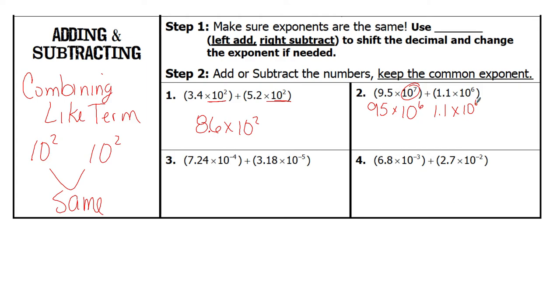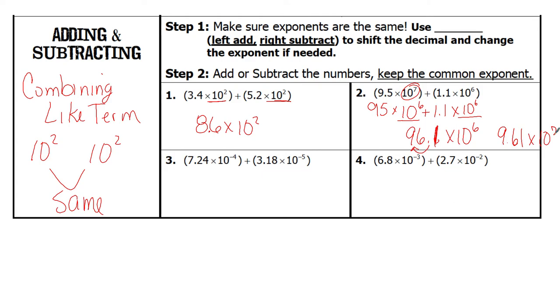Can I add them now? Yeah. I can, because these are exactly the same. So 95 plus 1.1 is 96.1, sorry, I almost said it wrong, times 10 to the 6th, but that's wrong. You simplify. I've got to go ahead and put that decimal back in scientific notation. So it means I have to move my decimal point one more this way. So my final answer is going to be 9.61 times 10 to the 7th power, because I added 1 going this direction.